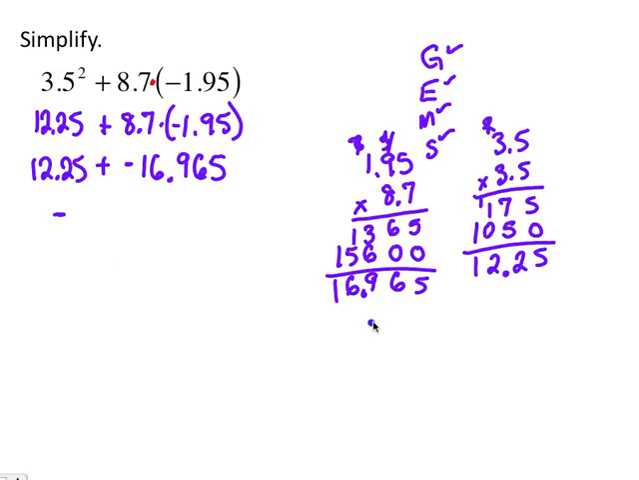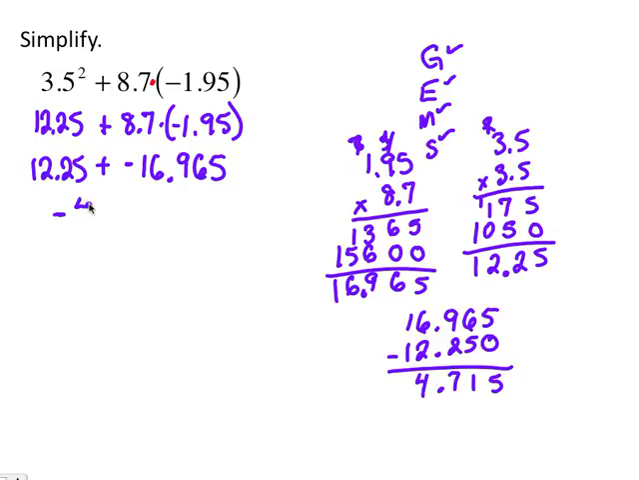smaller one. So down here we'll go ahead and subtract 16.965 minus, when you're subtracting decimals, you have to line up those decimal points. And we'll add zeros so we have the same number of decimal places, and then we're subtracting. So we go through here, and we get negative 4.715.